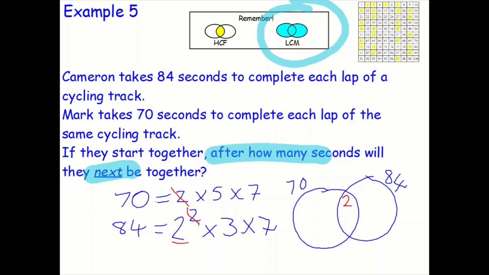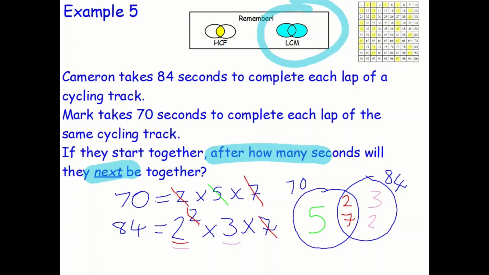And what else is in the overlap? Well, there's a 7 that is common to both as well. 7's common to both. What's left? Well, what is left is a 5 on the 70, and on the 84 there is a 3 and that 2, so don't forget that.